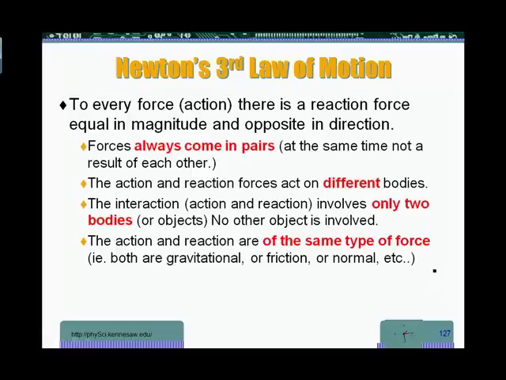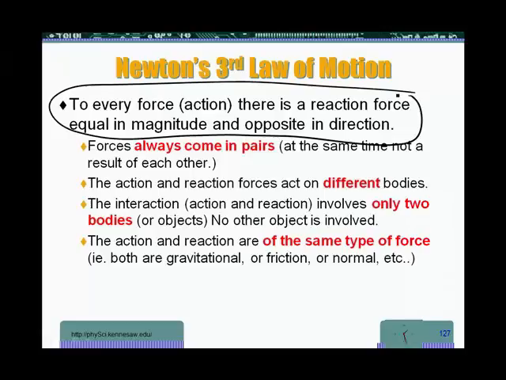So first, the definition of Newton's third law: to every force action, there is a reaction force that is equal in magnitude and opposite in direction. Now, the important thing is these four qualifiers I have afterwards. That's what makes it difficult. Now, the first qualifier: forces always come in pairs at the same time, not a result of each other. I'm going to go through each one of these qualifiers later on in separate slides to try to explain them more. For now, forces always come in pairs.